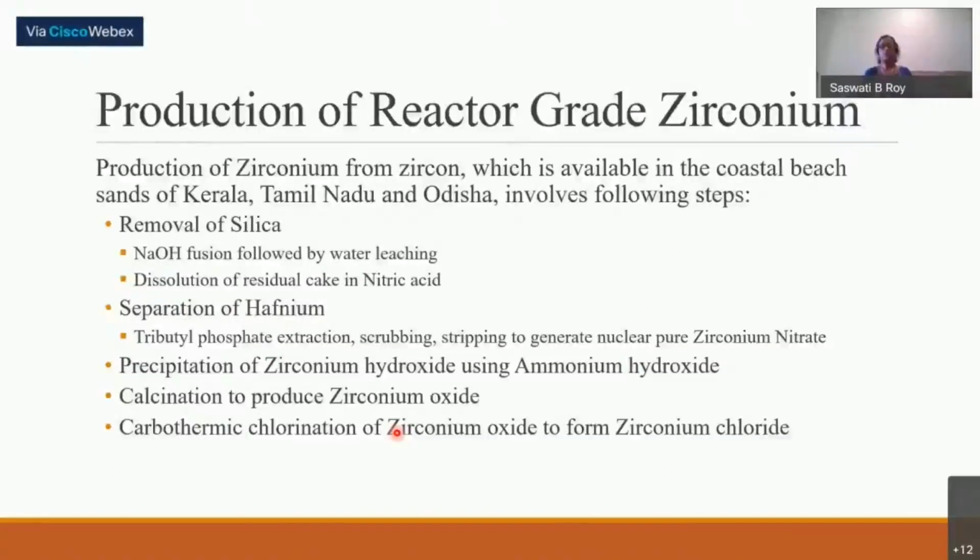But as zirconium oxide is a very stable compound, it needs a carbothermic chlorination. Means it has to be mixed with carbon and then heated at around 900 degrees centigrade, and then we pass chlorine. So then only it will become zirconium chloride, and carbon will get oxidized and go away as an emission effluent. This zirconium chloride is actually solid at room temperature and it directly vaporizes when it is heated at around 300 or so.